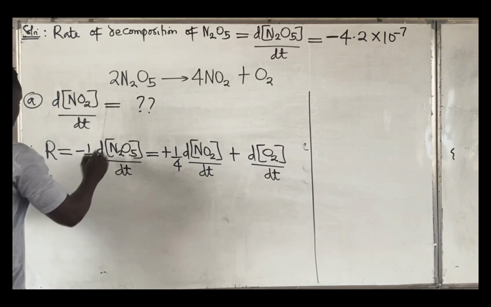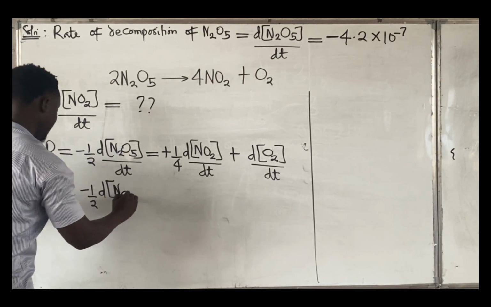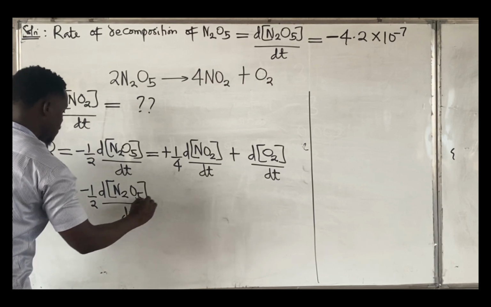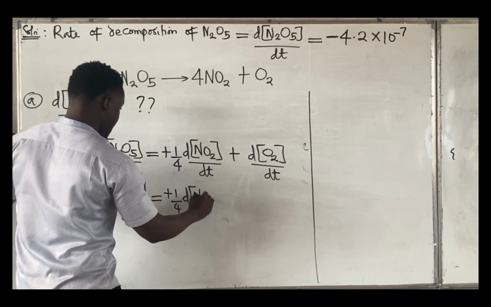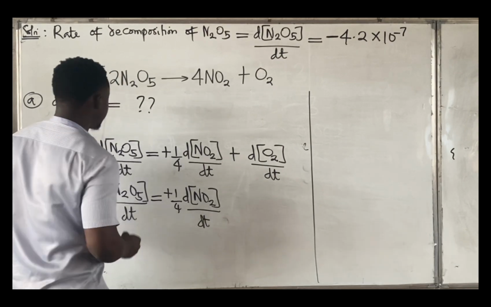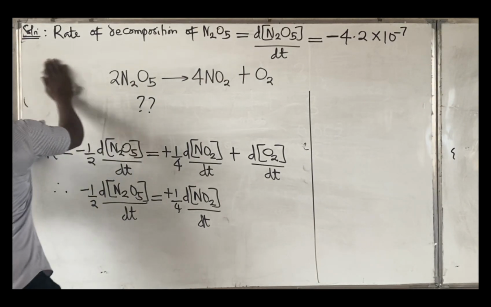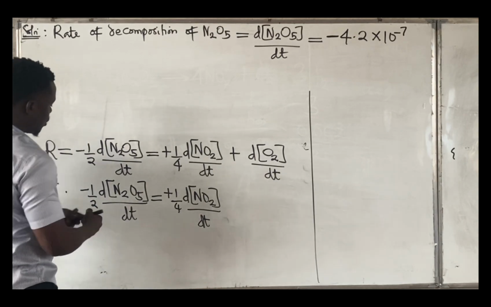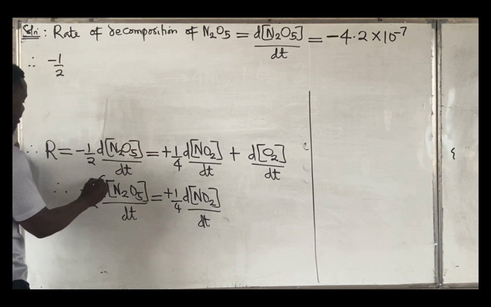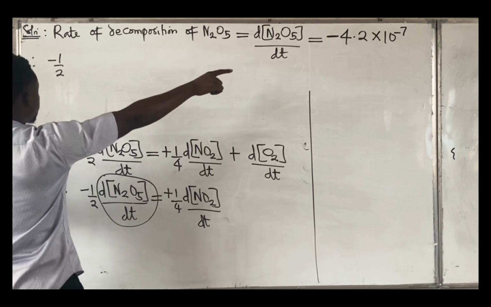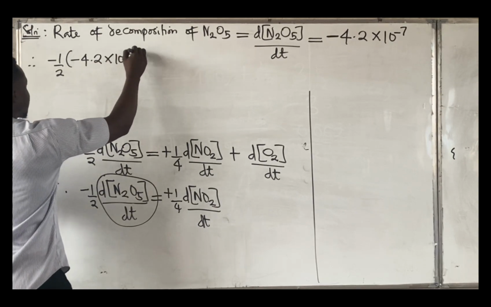Alright, so we say minus 1 over 2. See the same thing? Equals to, alright, so now look at this. I want to take out this top part. So let's substitute this guy. If you want to substitute this, this becomes minus 1 over 2. Now this guy was given to us already to be minus 4.2, so this is times minus 4.2 times 10 raised to the power of minus 7.